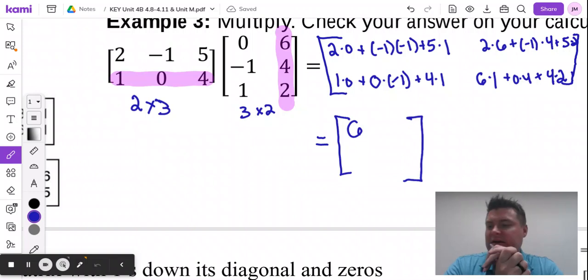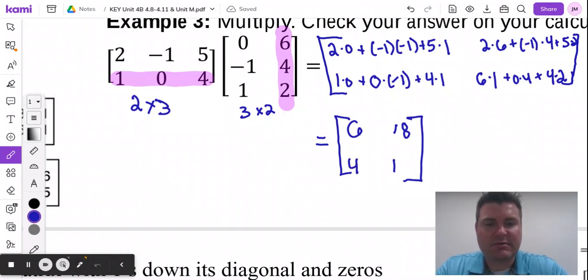Upper right-hand one, I got 18. And I'm going to get 4 on the bottom left. And then I'm going to get 14 on the bottom right. Okay, so there you go. Matrices multiplication.